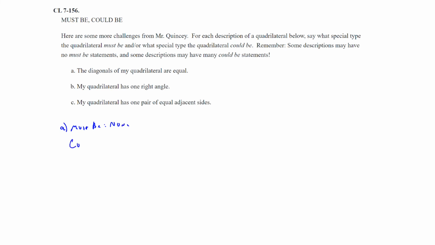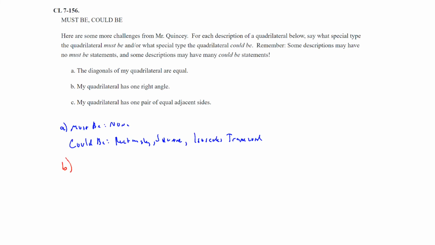And then on the could be's, we have three. We have it could be a rectangle, could be a square, or it could be an isosceles trapezoid. So no must be's on that one, only could be's.